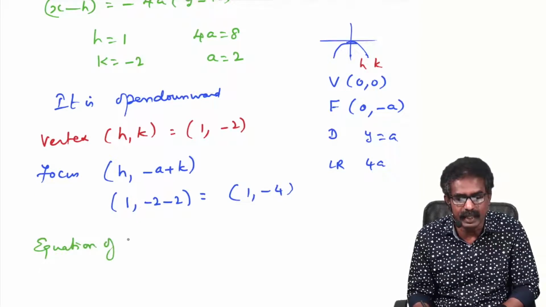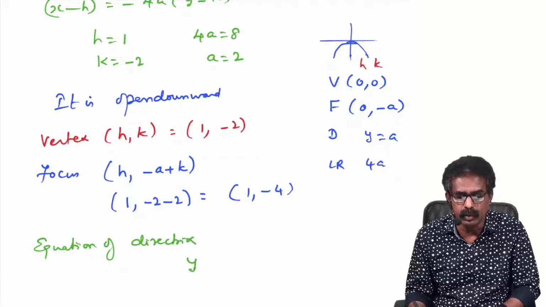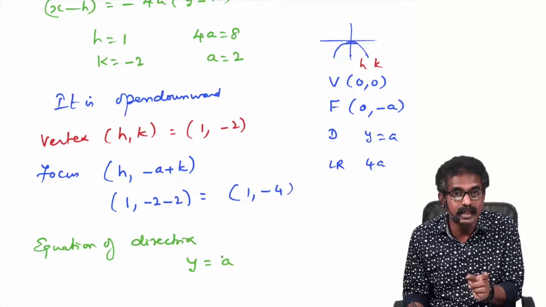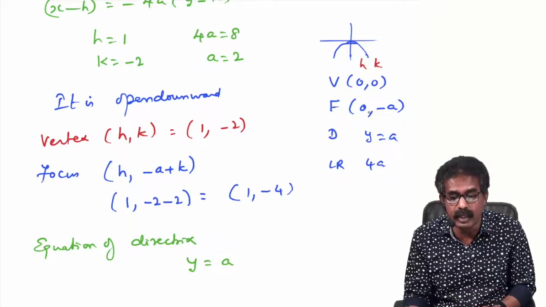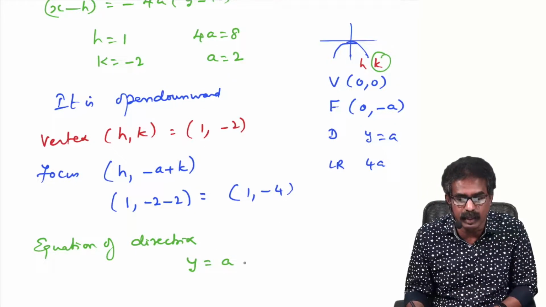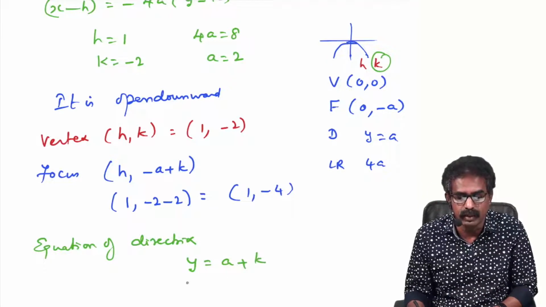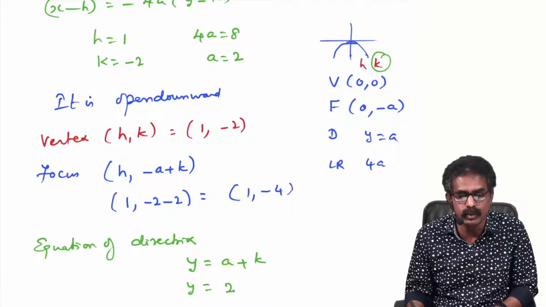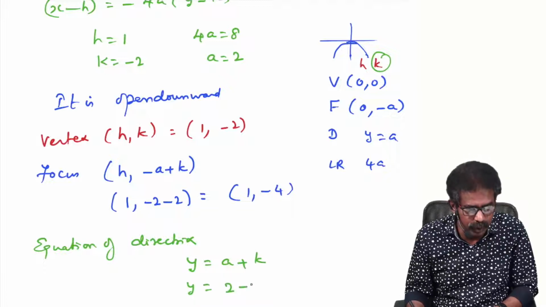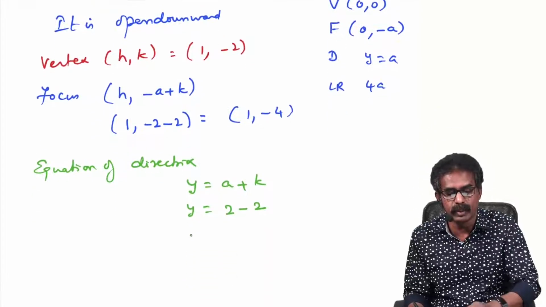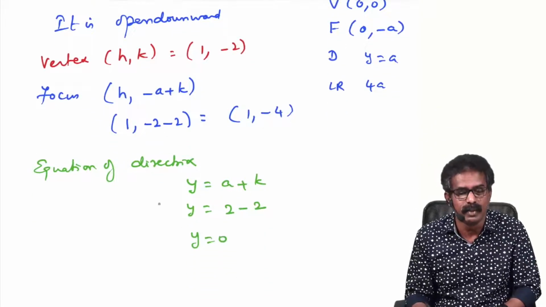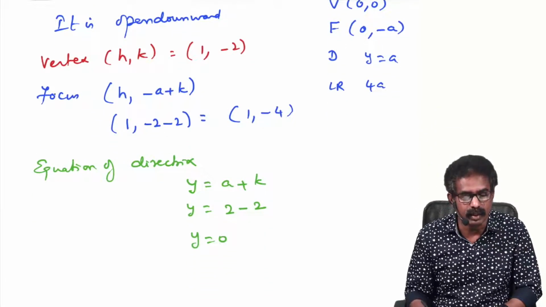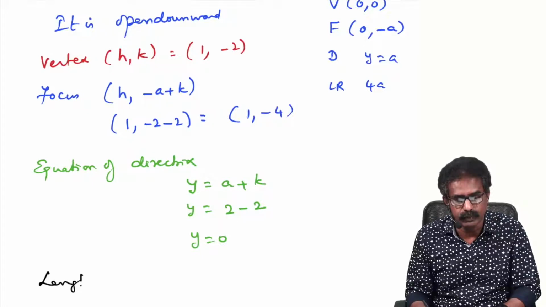And the third one, you find the equation of directrix. So y equal to, a is already there. So for y, what do you have to add? k. So y equals a plus k. So y equal to a value 2 plus k, k value what? Minus 2. So 2 minus 2 is what? 0. y equals 0.